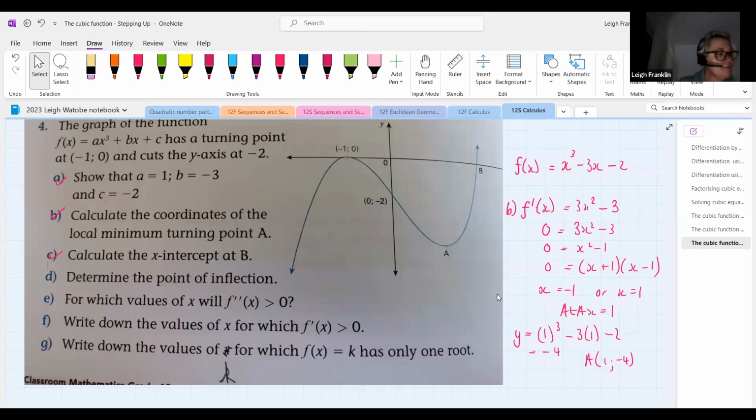Okay, I'm back. Gosh, it's so difficult trying to see what's going on here in the dark. Anybody got the coordinates for B yet?